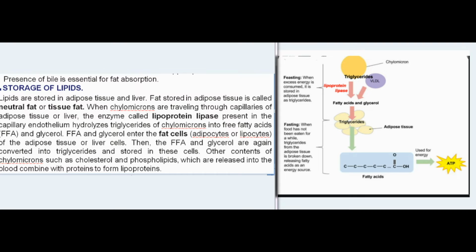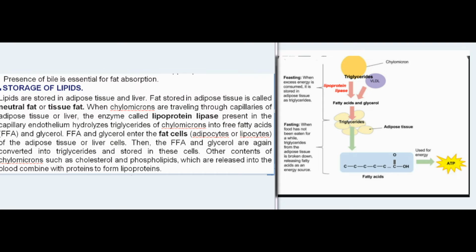Storage of lipids. Lipids are stored in adipose tissue and liver. Fat stored in adipose tissue is called neutral fat or tissue fat. When chylomicrons are traveling through capillaries of adipose tissue or liver, the enzyme called lipoprotein lipase present in the capillary endothelium hydrolyzes triglycerides of chylomicrons into free fatty acids, FFA, and glycerol. FFA and glycerol enter the fat cells, adipocytes or lipocytes, of the adipose tissue or liver cells. Then, the FFA and glycerol are again converted into triglycerides and stored in these cells.